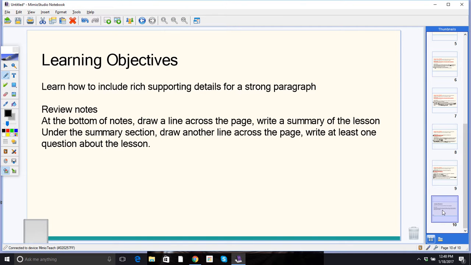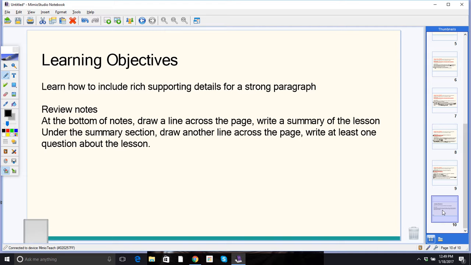So the learning objective for this lesson was to learn how to include rich supporting details for a strong paragraph. At this point, I'd like you to pause the video and review your notes. And just take a look and see if there's anything in your notes that you don't understand, anything that you wrote down but maybe you don't remember what it's about, anything that needs more information. And if you find anything in your notes like that, I want you to go back through the video, find the part that you need more information about, and watch it again and see if you can get what you need from it.